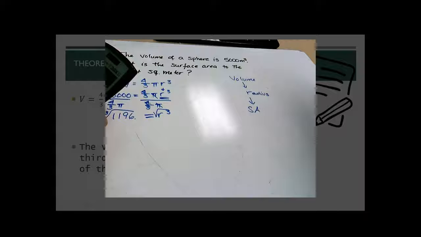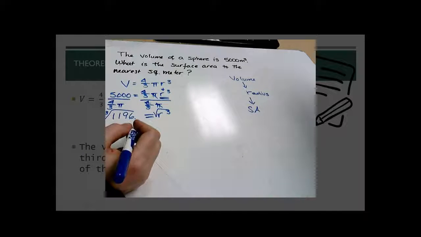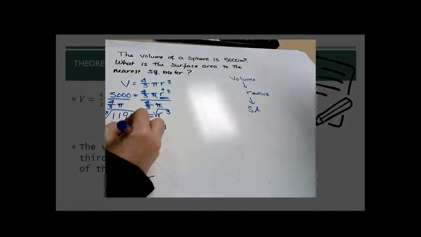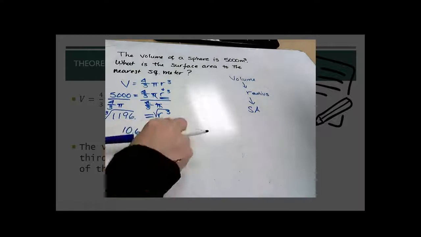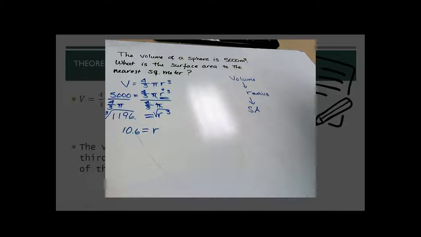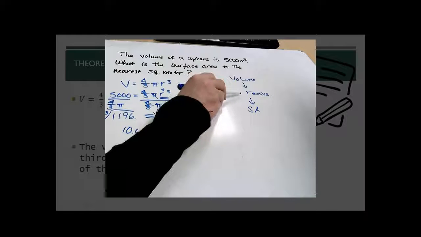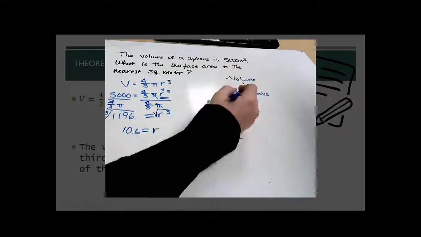So I'm going to take my answer and cube root it. I accidentally did it twice. So in the end, when I take the cube root of that, I should end up with an answer around 10.6. Oops, for the radius after we cube root both sides. So after we've done this, we have taken the volume, used it to solve for the radius. So we're done with both of those steps.